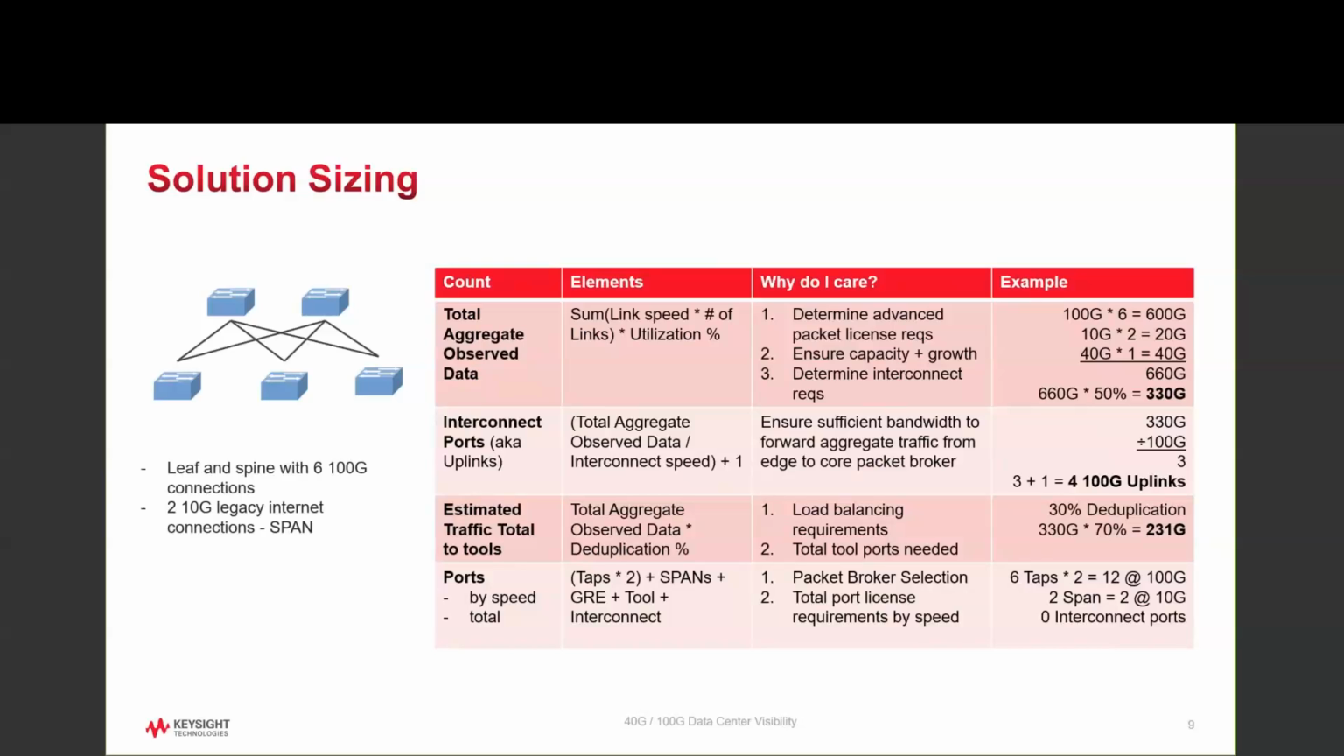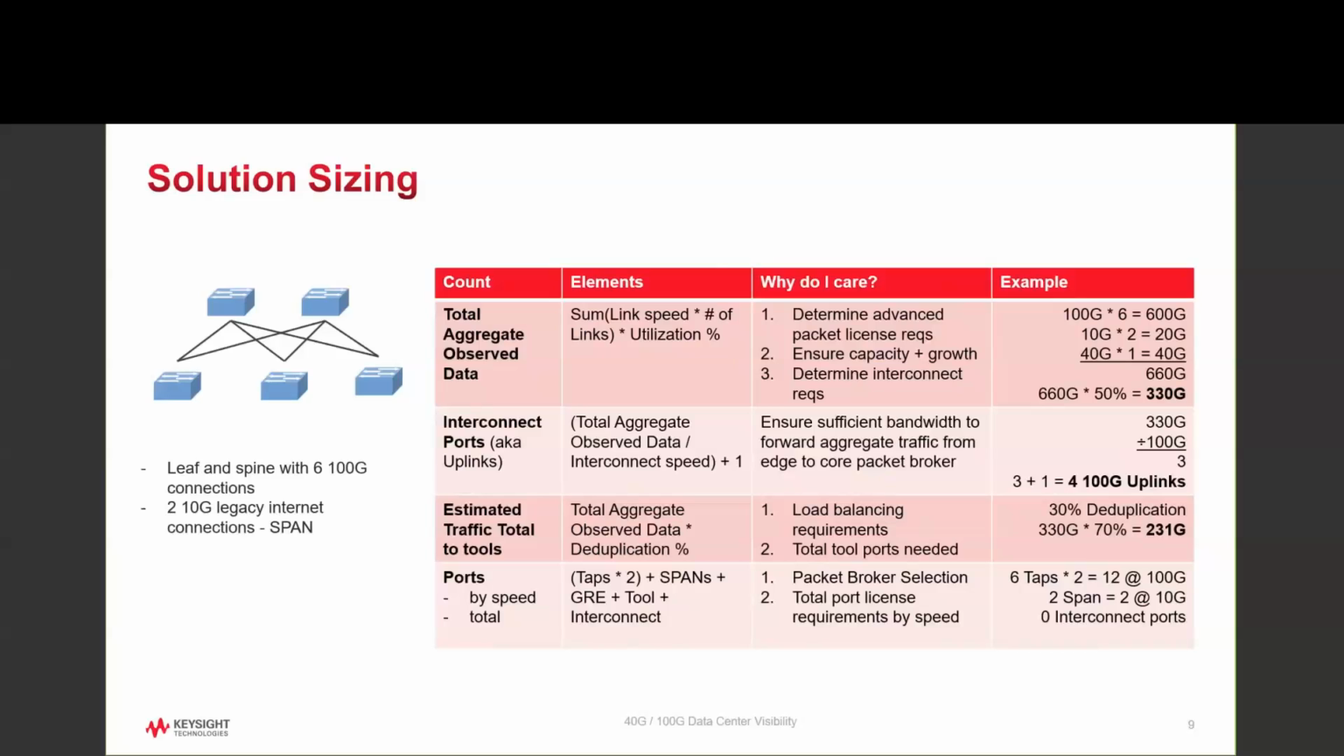You can see the math on the right, but to summarize, we'd have 660 gig of aggregate traffic at 100% utilization. So if we were to assume 50% utilization, then we'd arrive at a total of 330 gig of observed data before any filtering or grooming. This is important to ensure capacity on the chosen packet broker, and it helps us understand potential advanced packet processing licensing requirements.